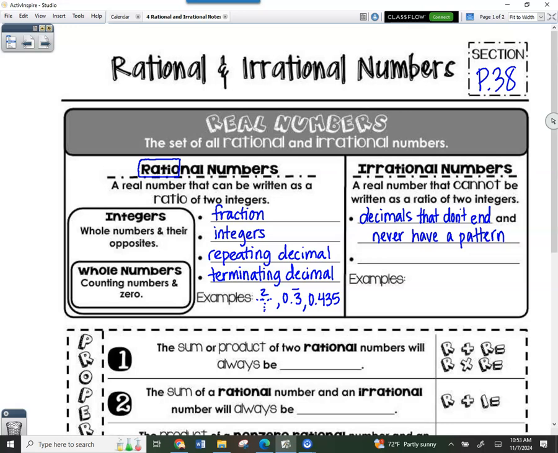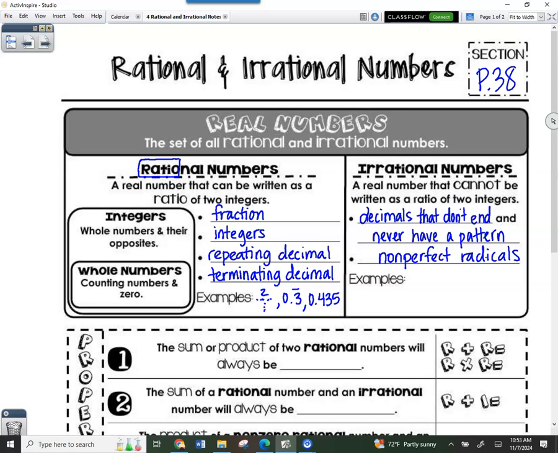There's another type of number, and that is non-perfect radicals. Non-perfect. So the ones that will not break down any further. All right, so here we go.